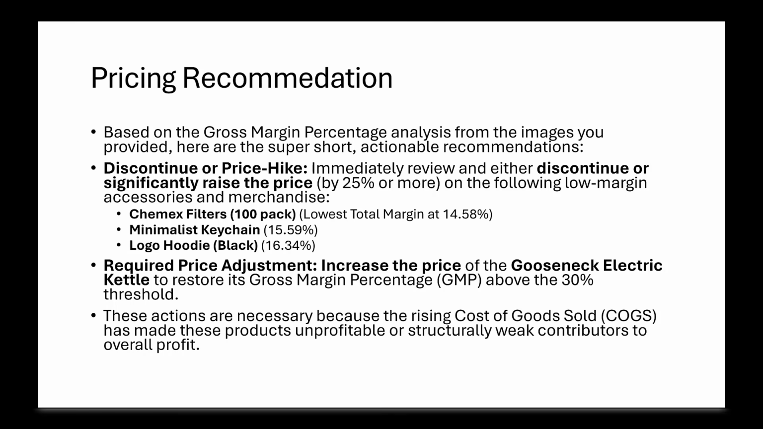So we're going to raise all three of these, make pricing recommendations for these because from 2023 to 2025, this has decreased. We also saw a decrease in gooseneck, which was the one right above the line. So the actions are necessary because of the rising cost of goods, and we need to either change our price or source a cheaper way to make these to keep that cost of goods down.